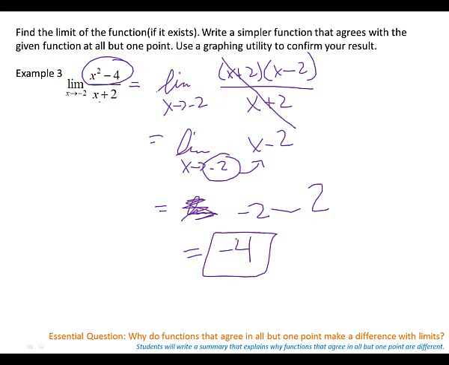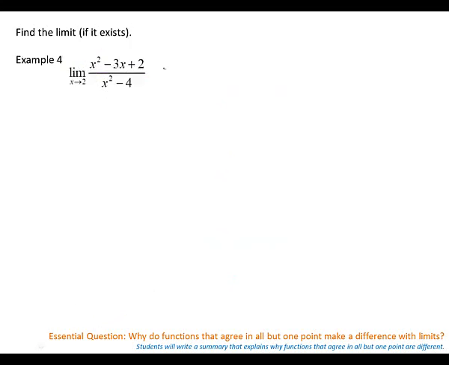Alright, let's do one more together, okay? And I'm going to have you do one on your own. Alright, so if I put in a 2, I would get what in the denominator? 0, right? Because 2 squared is 4. 4 minus 4 would be 0. So I've got to do some factoring.